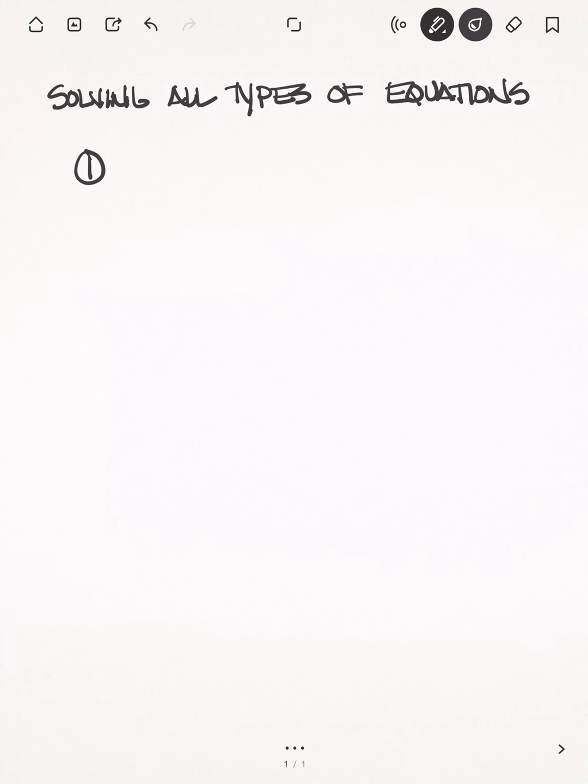Number 1, we have E equals mc squared. That is a formula in science. We want to solve this for C. Just for your information, E is energy, m is mass, and C is the speed of light. So go ahead and try to solve this for C, and we'll see how you do. Pause the video.